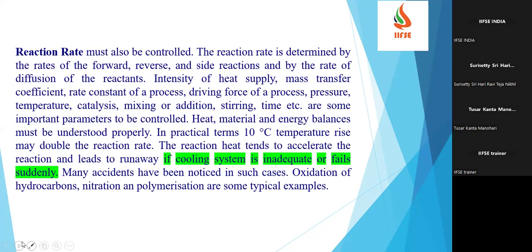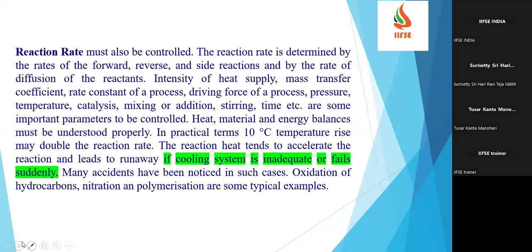Like how fast food happens, that is not so healthy for people to consume. In a similar way, instead of happening in 10 minutes, it is happening in 5 minutes. So the amount of heat generation is high, the pressure is high, and we are not able to control it. If you are not able to control it, what will happen? It leads to a runaway reaction resulting in accidents.